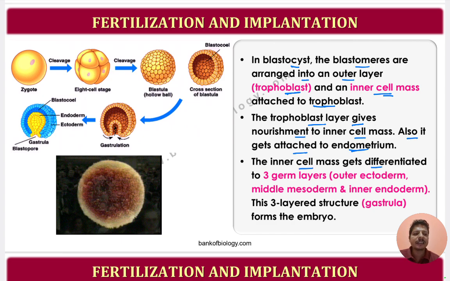The inner cell mass gets differentiated into 3 germ layers: outer ectoderm, middle mesoderm, and inner endoderm. The 3-layered structure, the gastrula, forms the embryo. Here you can see ectoderm, endoderm.